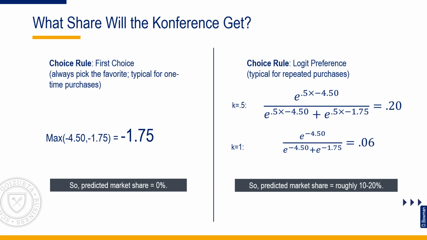Which choice rule is appropriate for a video conferencing service? I think most people would find a service they like and stick with it, so a first choice rule seems appropriate here.